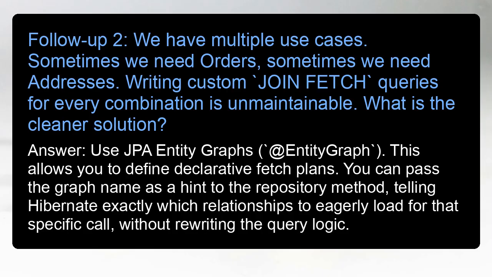Follow-up 2. We have multiple use cases. Sometimes we need orders, sometimes we need addresses. Writing custom join fetch queries for every combination is unmaintainable. What is the cleaner solution? Answer: use JPA entity graphs, @EntityGraph. This allows you to define declarative fetch plans. You can pass the graph name as a hint to the repository method, telling Hibernate exactly which relationships to eagerly load for that specific call without rewriting the query logic.